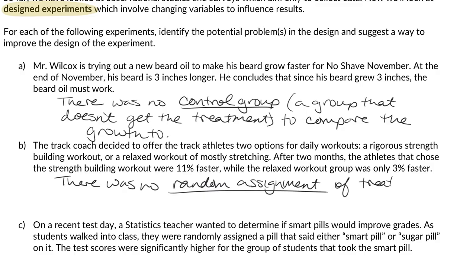If the track coach had decided, of the 40 people who come to track practice, to randomize who gets what, we might have had some of the state track athletes do the stretching one, or we might have had some of the casual walkers along the track do the strength building one. And it would have evened out our study to maybe actually see if it was natural ability or motivation, or if it was the strength building versus stretching routines. So we have to randomize our experiments.